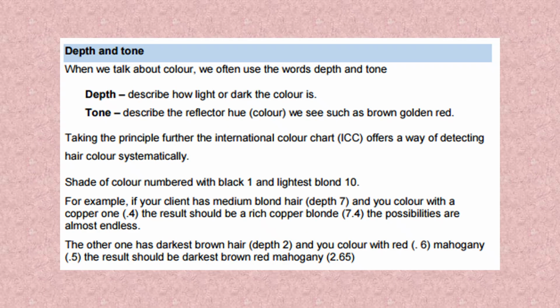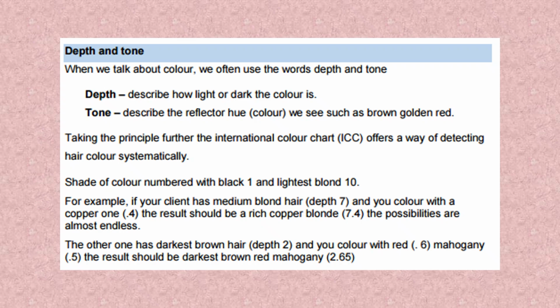Taking the principles further, the International Color Chart, or the ICC, offers a way of identifying hair color systematically. Shades of hair color are numbered, starting with 1 as black, and the lightest blonde would be 10. For example, if your client has medium blonde hair, number 7, and you color with a copper 0.4, the result should be a rich copper blonde, a 7.4. The possibilities are almost endless.